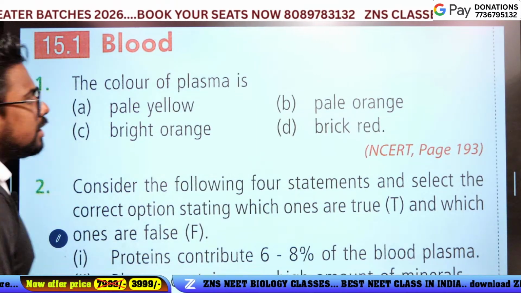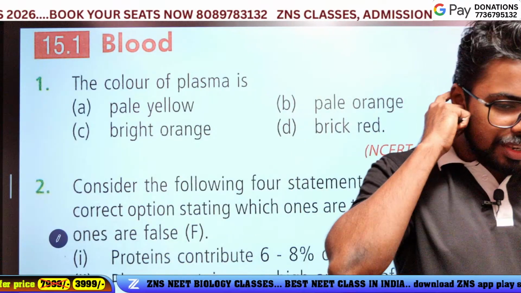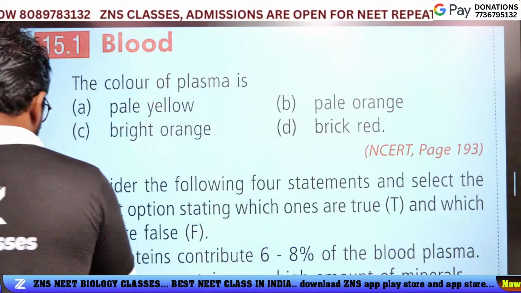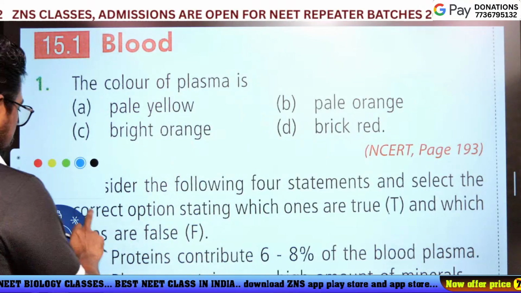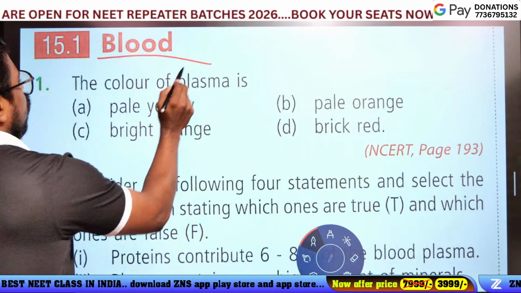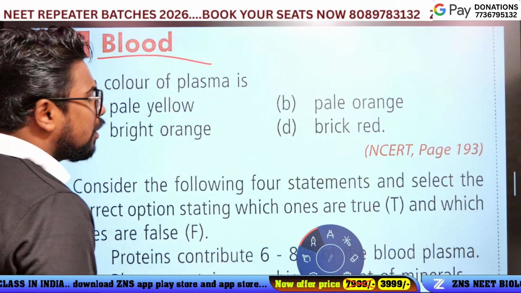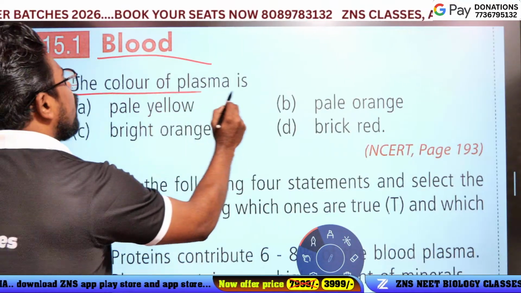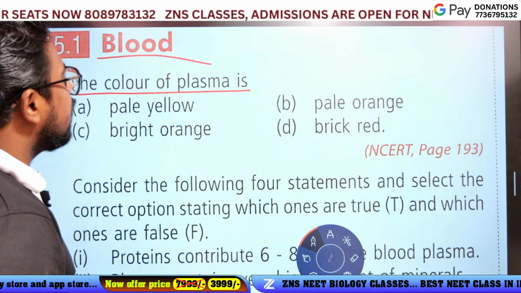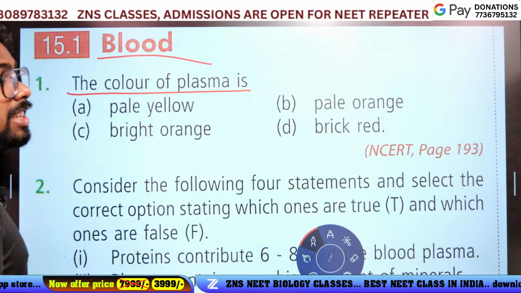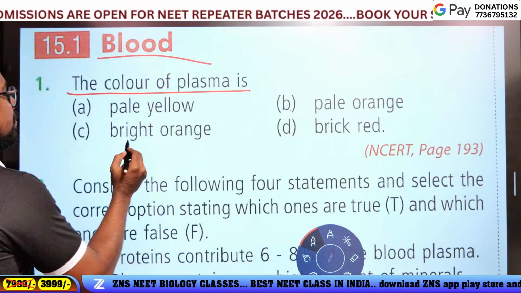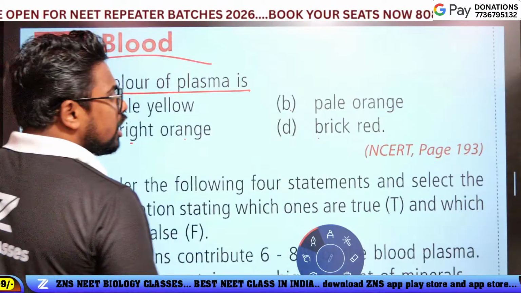Okay, let's start. The first question, guys, is blood. Topic blood, the first NCERT page. Look here. The color of plasma is. Four options are given here: pale yellow, pale orange, bright orange, and brick red. Which is the answer?